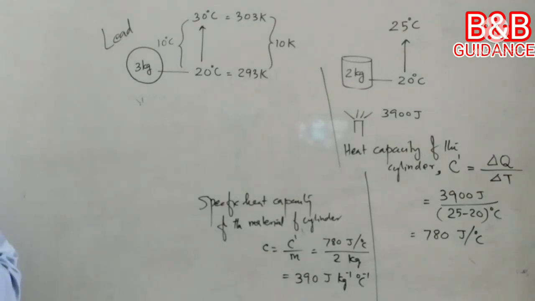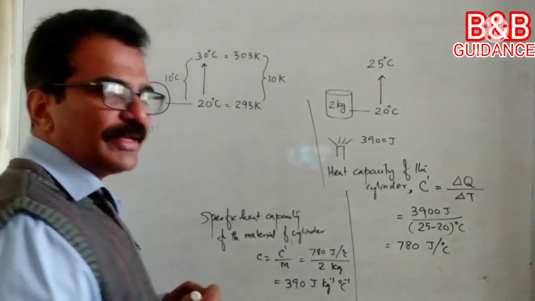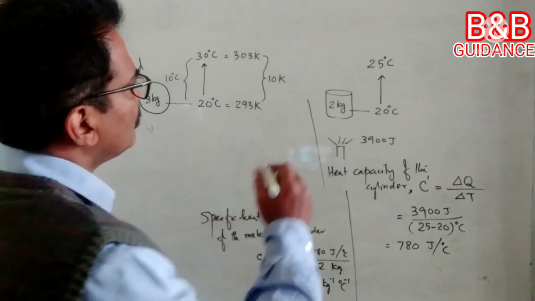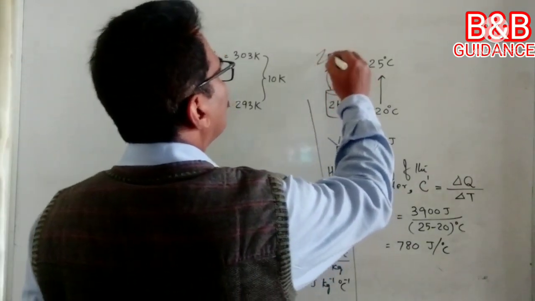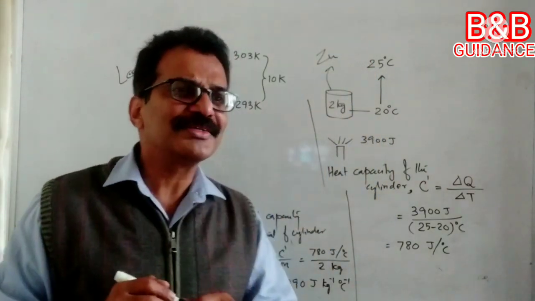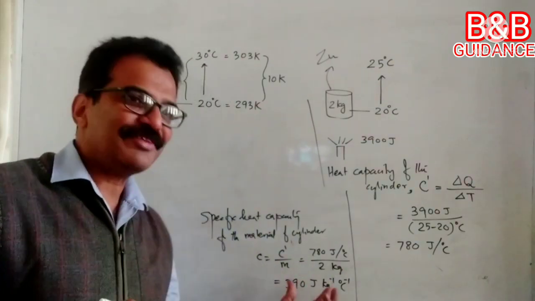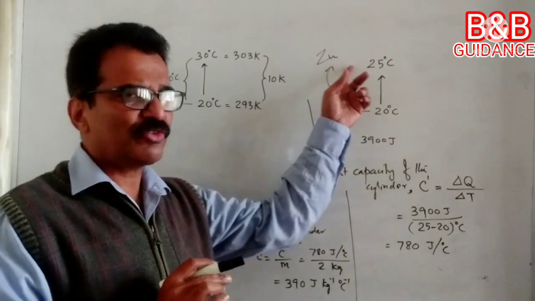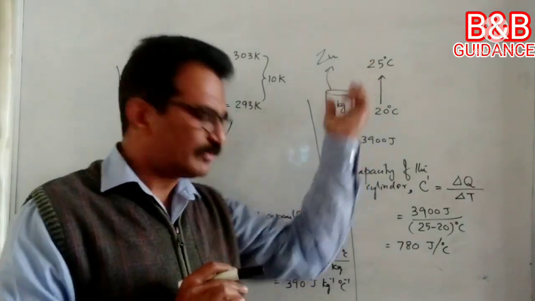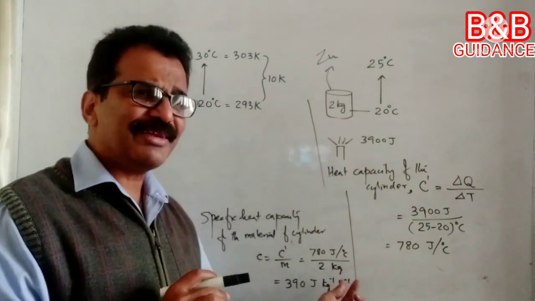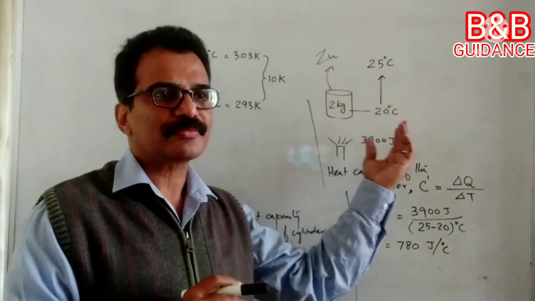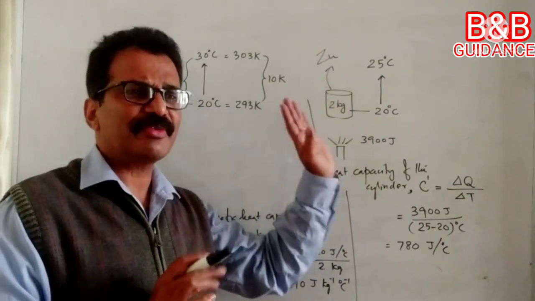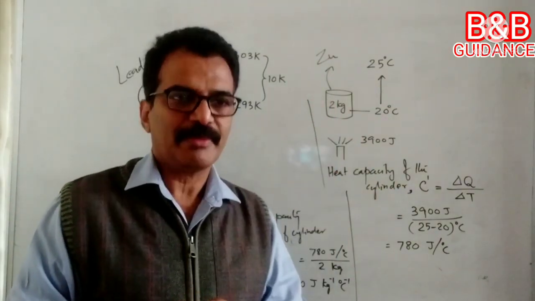Can you identify the substance? From the data given in your book, the most matching one. Zinc. So that is what I have to say. Specific capacity is the characteristic property of a substance. In your textbook, you will see 391 joule per kilogram per degree Celsius. No issue. Here I just wanted to say that every substance has a particular specific capacity.